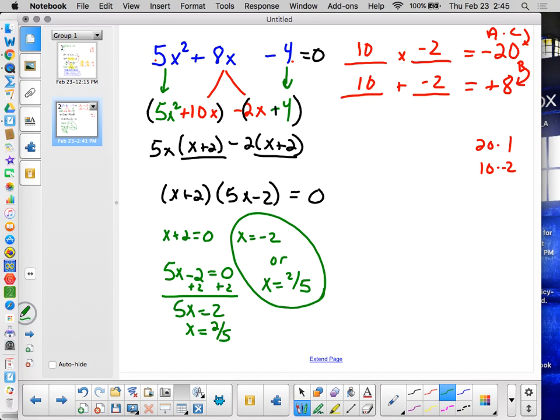Why do I have two solutions? Because the exponent on the equation here is a 2. An x to the second power equation will have two solutions. An x to the first power only has 1. An x to the third power will have 3.